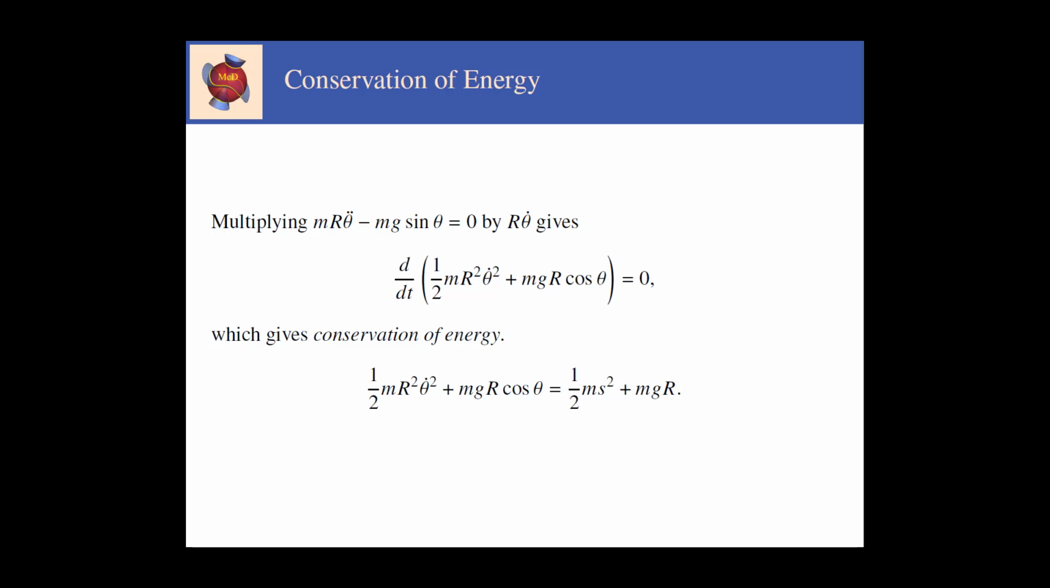And if we plug in t equals 0, we get a conservation of energy expression that 1/2 mr squared theta dot squared plus mgr cosine theta is equal to basically the energy at the initial time, 1/2 ms squared plus mgr. Now note that this equation for conservation of energy includes both theta and theta dot. And so we want to try to use this to figure out what theta is.